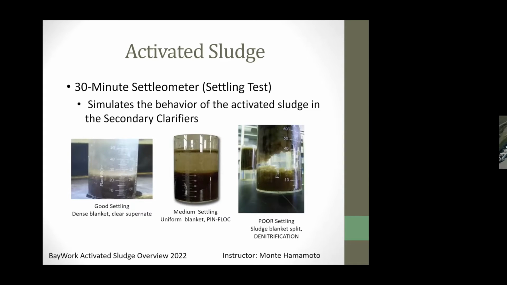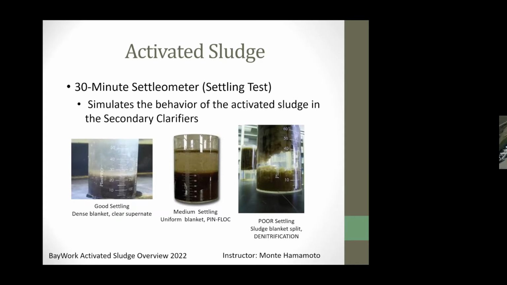And this is something that every operator does at some point in their career. They do a 30-minute settleometer, and my operators are going, I do this test and I have no idea what it means. So I'll sit with them and say, okay, let's talk about this. You put your activated sludge sample in there, you stir it up, you start the timer, and you let it sit for 30 minutes. What you're doing is simulating what's happening in a secondary clarifier. So will the solids all settle nicely, uniformly and slowly, and have a nice level surface to it? That's exactly what you want.